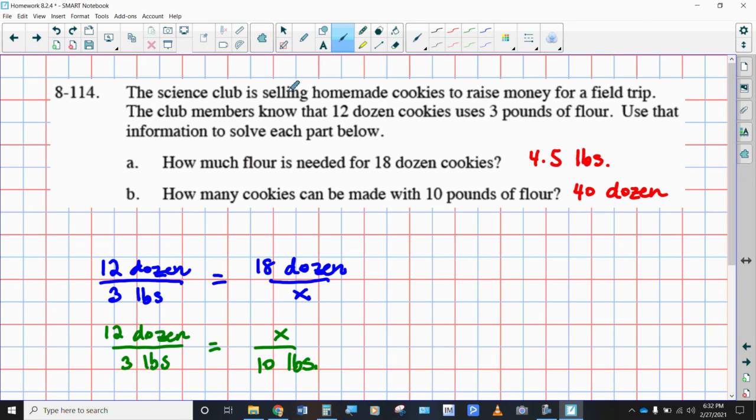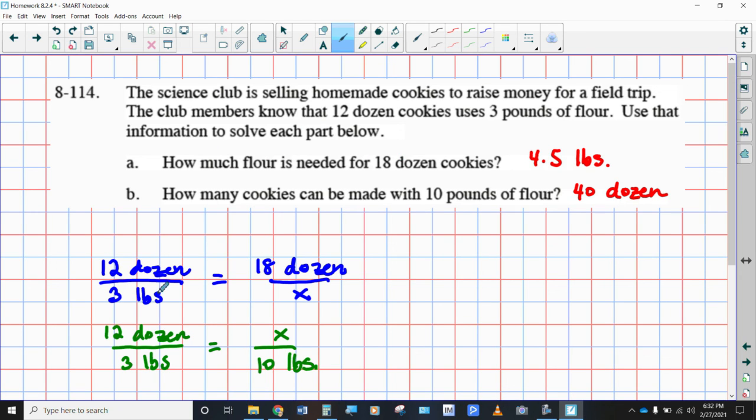All right, so the Science Club is selling homemade cookies to raise money for a field trip. The club members know that 12 dozen cookies use 3 pounds of flour. Use the following information to solve each part. So here's our ratio: 12 dozen cookies, 3 pounds of flour. How much flour is needed for 18 dozen cookies?